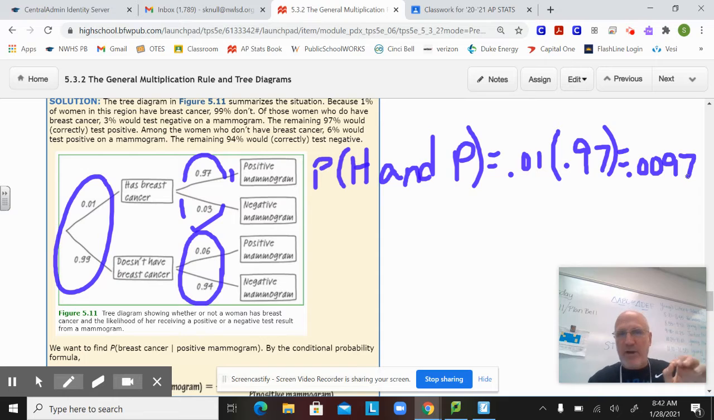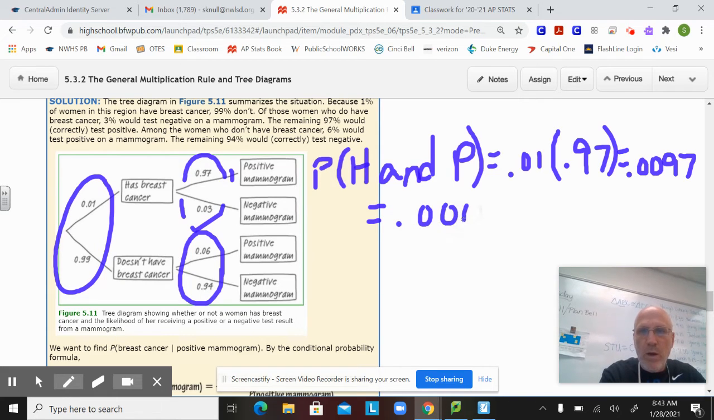I'm just going to write out the final answer. The second one would be the probability of has breast cancer and negative. That's H and N. I'm just turning on my calculator here. There it is. So that second one would be 0.01 times 0.03. Make sure I get my decimals right. That would be 0.0003.